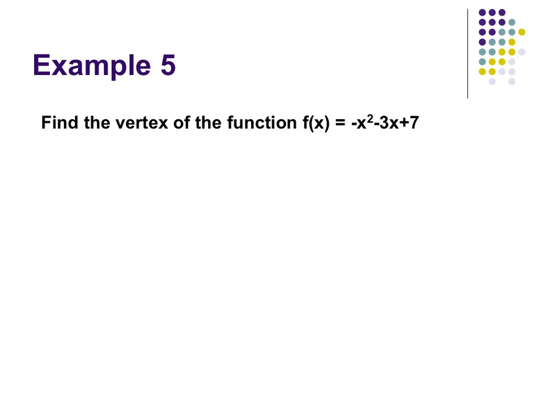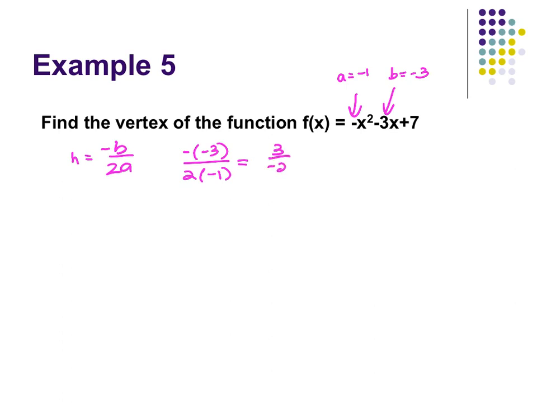So this says find the vertex of the function f of x equals negative x squared minus 3x plus 7. So we're going to work through it the way we just said. My vertex is negative b over 2a for the h coordinate. So a is negative 1. B is negative 3. The h coordinate of my vertex would be negative 3 over 2 times negative 1. And I'd get 3 over negative 2. So the x coordinate of my vertex is negative 3 halves.